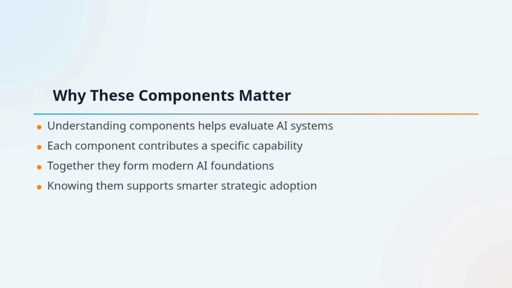Understanding these components is useful not only for developers, but also for anyone evaluating AI tools for their organization. Once you know the role of learning, reasoning, problem-solving, perception, and language understanding, it becomes easier to judge what an AI system can realistically do. These components are the foundation of modern intelligent software. So that completes our overview of how the 5 basic components of AI work together in practice.